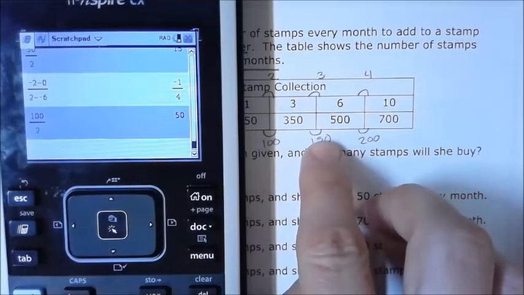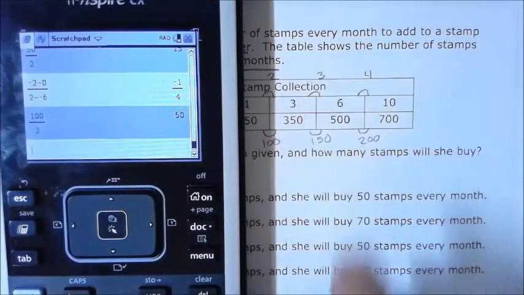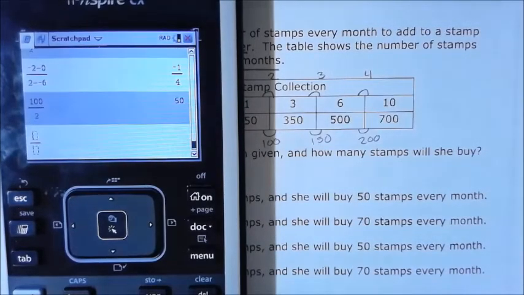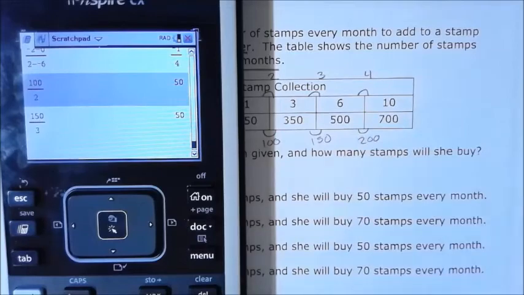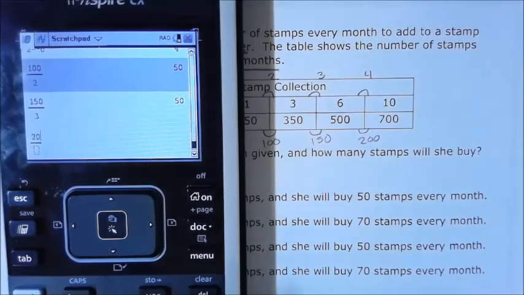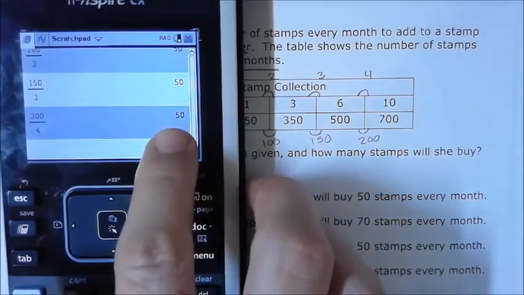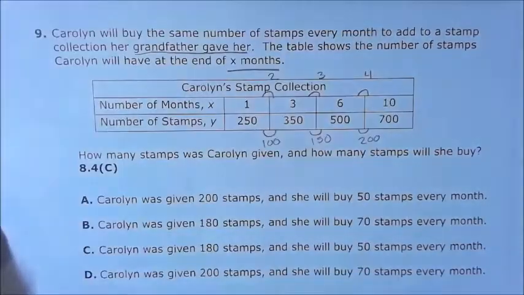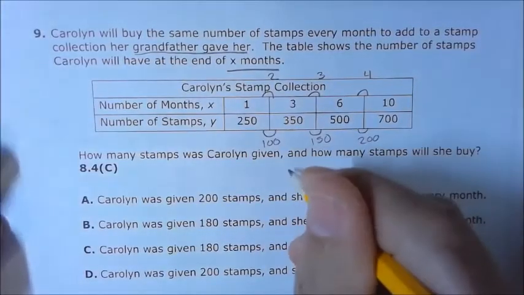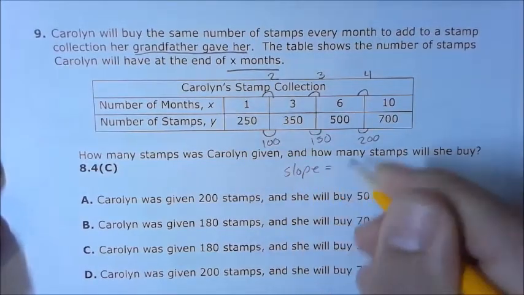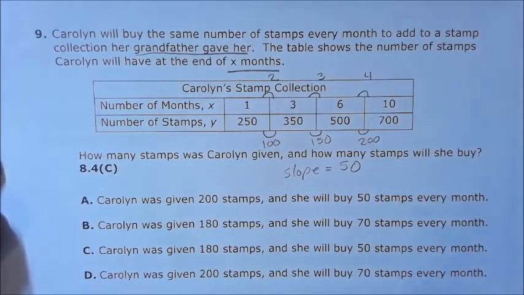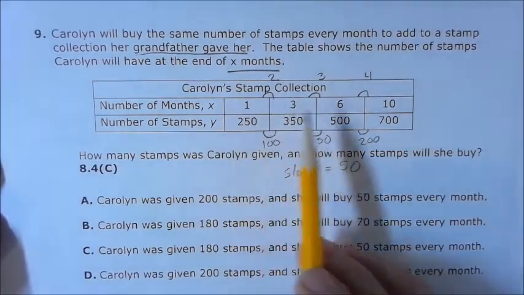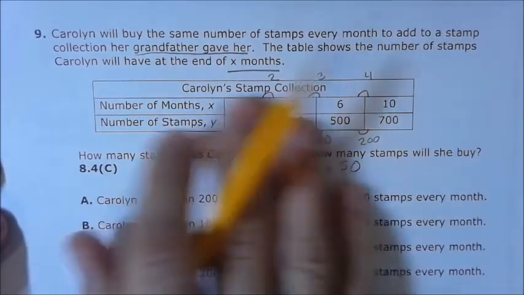Well, let's check this next one. I have 150 over 3. So more time has passed, but if I do 150 over 3, look what it gives me, a 50. Now I'm going to check this next one. We have 200 over 4. Still gives me 50. So that tells me my slope is 50. That's my rate of change. With that being said, I know that every month she increases by 50 stamps. So I'm going to stop there once I got that slope.